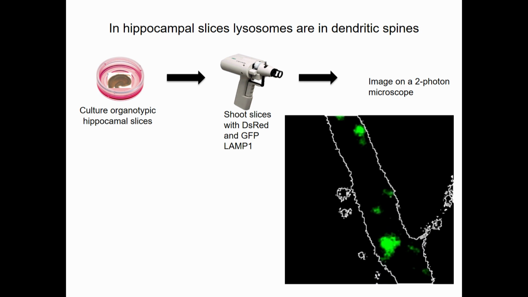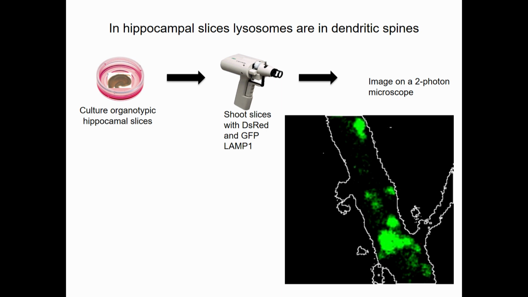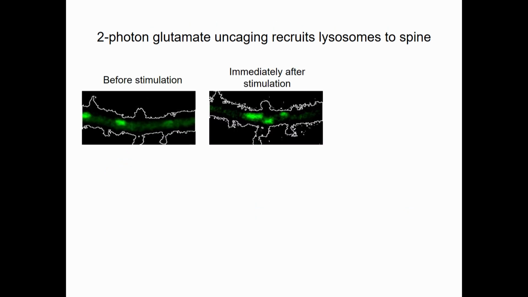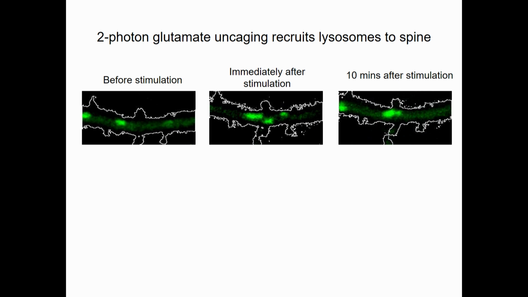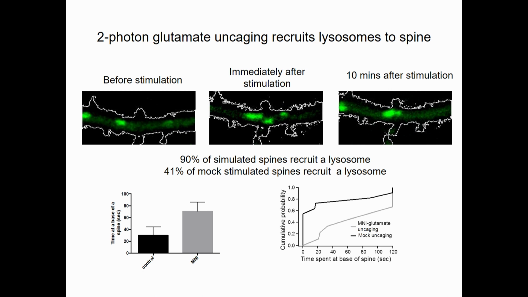What we did was to take organotypic slice culture from rat hippocampus. We could biolistically infect or transfect these neurons with this LAMP1-GFP construct, and then basically image them using 2-photon imaging. What we wanted to do was to ask, if we uncage this idea that neuronal activity might be regulating the function or distribution or trafficking of this organelle, if you uncage glutamate at a single spine, what might happen to the distribution or the function of the lysosome? And what we found very strikingly was that after stimulation using uncaging over a spine, more than 90% of the stimulated spines recruited a lysosome to the base of that spine, while only 41% of mock stimulated spines recruited one. And the duration of that lysosome organelle at the base of that spine was much longer.